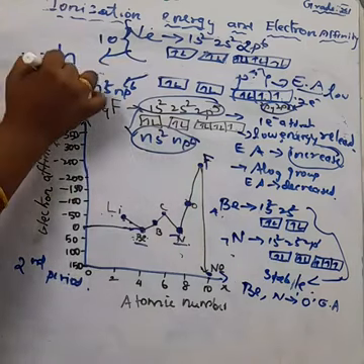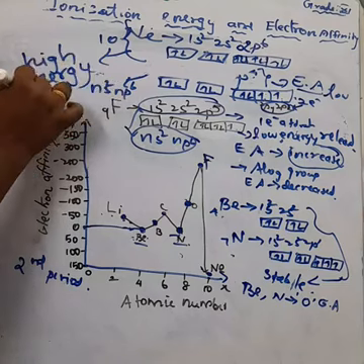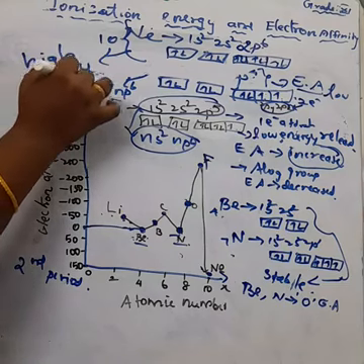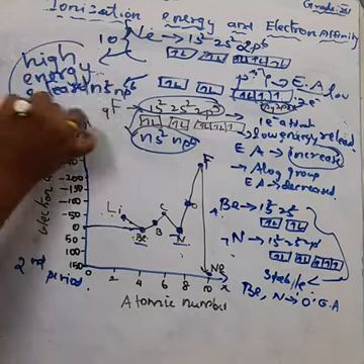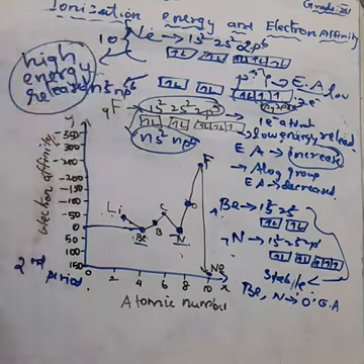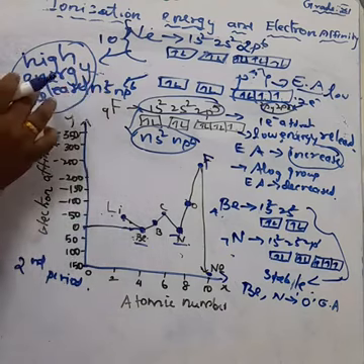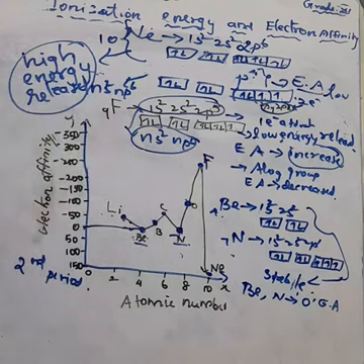When we add an extra electron to neon, it accepts the electron and a large amount of energy is released.